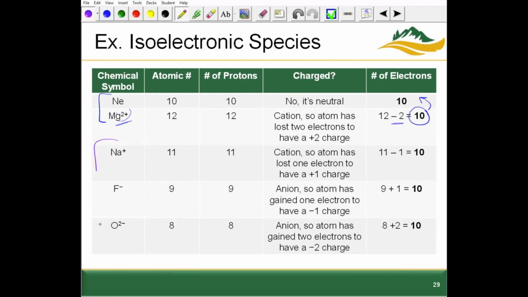You can follow the pattern here as well, including these anions that are also isoelectronic species of neon. In fact, Na+ is an isoelectronic species of O2-. So these are all isoelectronic species of one another, not just to neon.